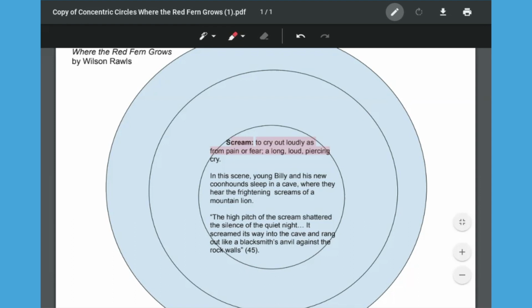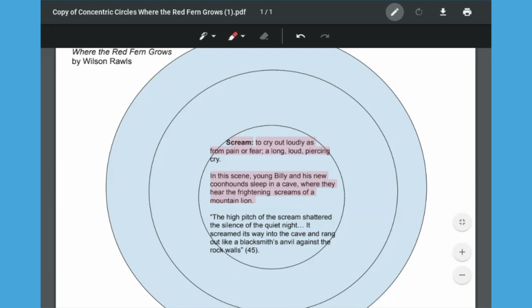The next thing that you're going to do is explain why the word is important to the meaning of the work by placing it in the context of the narrative. So if you remember, context is what's happening in the story when this particular word was being used. So it's not evidence, it's just what's happening in the story. And this is what I have said. In this scene, young Billy and his new coonhound sleep in a cave where they hear the frightening screams of a mountain lion. So that's the second step.